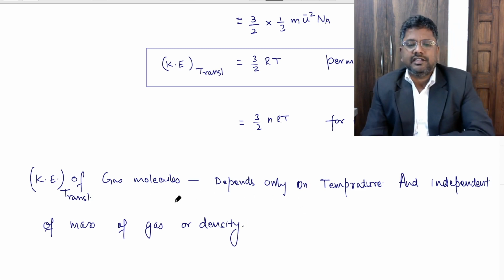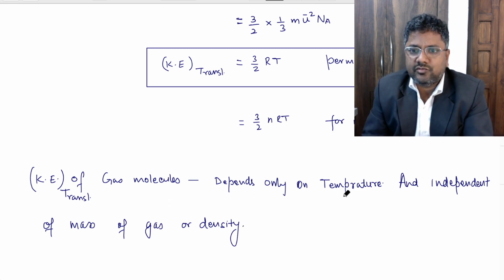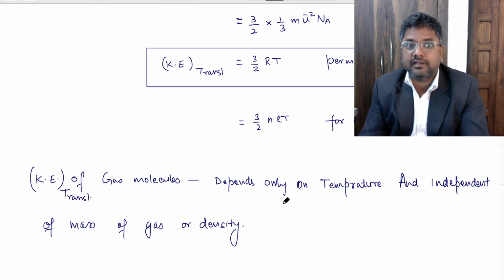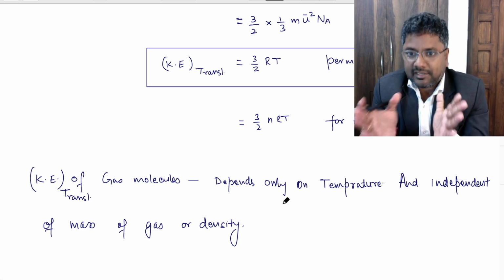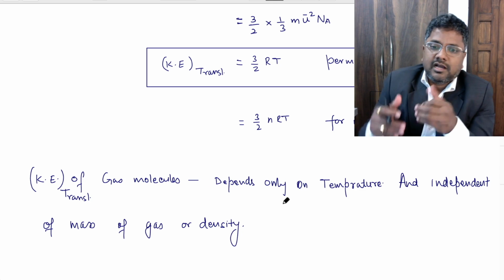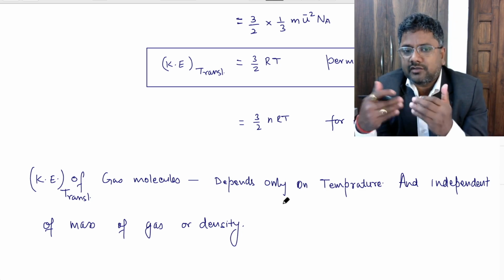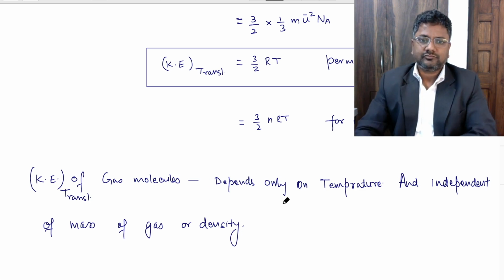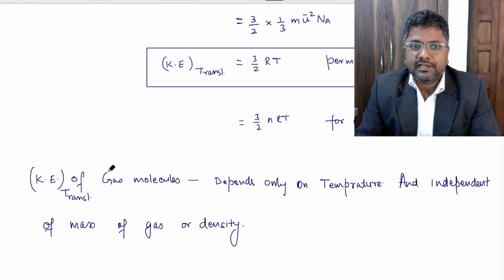So translational kinetic energy depends only on temperature, and other energies, I mean rotational and vibrational, depend on some other factors. I am not talking here about rotational and vibrational energy. I am talking here only about translational kinetic energy. I will discuss rotational and vibrational in the next chapter in thermodynamics, right?